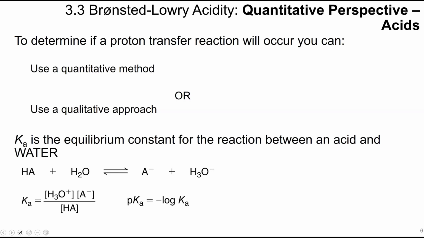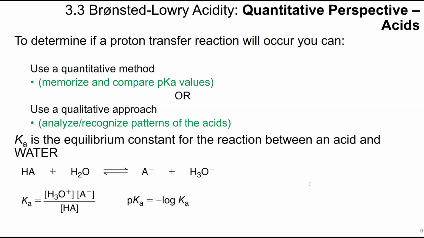To determine if a proton transfer reaction will occur, you can use two methods. The first one is the quantitative method, which requires you to memorize and compare pKa values, or you can use a qualitative approach, which is analyzing or recognizing patterns of the acids. The Ka is the equilibrium constant for the reaction between an acid and water. It's kind of like asking how likely is it to give up a proton. So the expression is HA plus H2O gives us A minus and H3O plus in equilibrium.